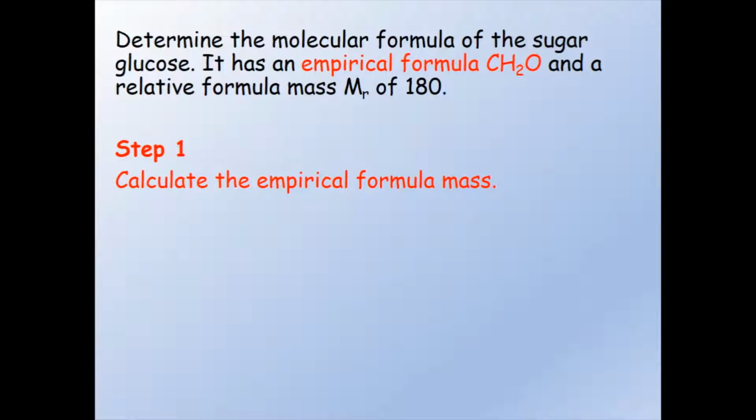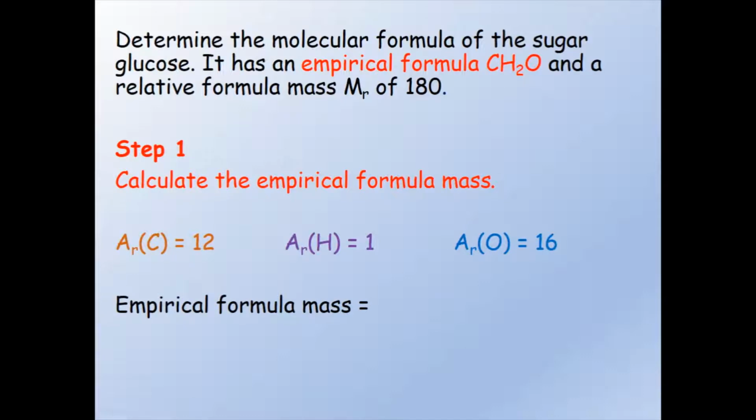We are given the empirical formula as CH2O. To calculate the empirical formula mass, we have to add together the relative atomic masses of all the atoms involved in the empirical formula. To find the relative atomic mass, we have to look on the periodic table. The relative atomic mass, Ar, for carbon is 12, for hydrogen it's 1, and for oxygen it's 16. Now we have to add all of these together.